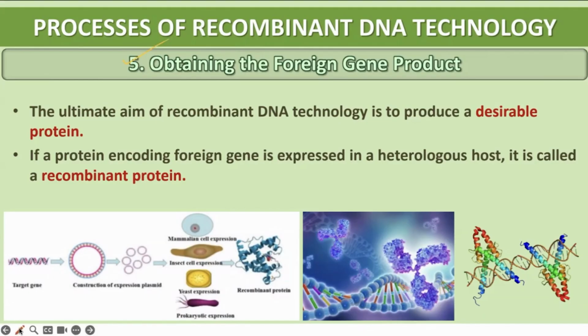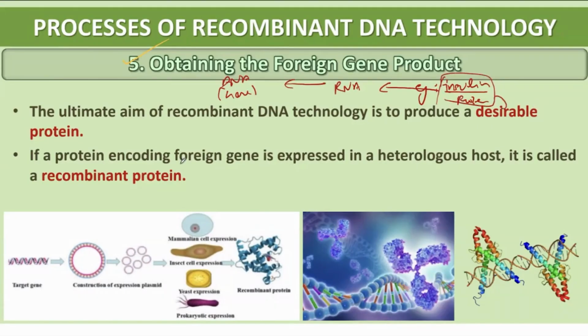Obtaining the foreign gene product. The ultimate aim of recombinant DNA technology is to produce a desired protein. We have already understood this concept. For example, I most often give the example of insulin. Insulin is a protein that is very important for diabetic people. And if there is a protein, there must be RNA. If there is RNA, there must be DNA, that means the gene level. So the ultimate aim of recombinant DNA technology is to produce a desirable protein, and our desirable protein is insulin.